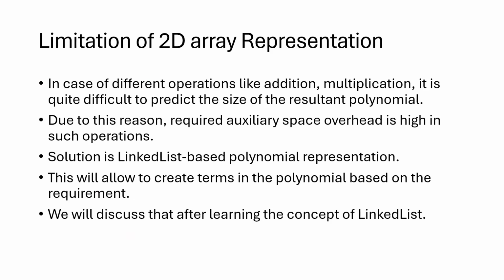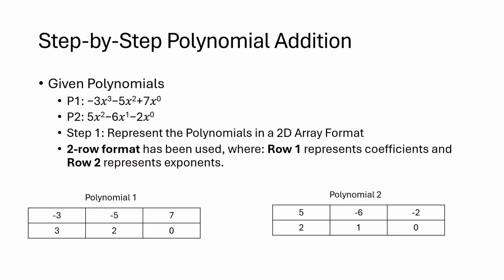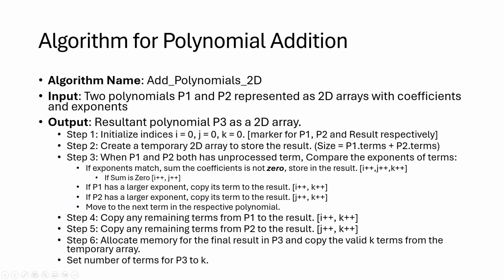So this limitation, I have already addressed, and the formal representation of this algorithm is given here. I already addressed all the complications, all the requirements of this polynomial. Just go through it. I hope you can understand this. Basically, it will accept two polynomials, and in output, it will produce the resultant polynomial.